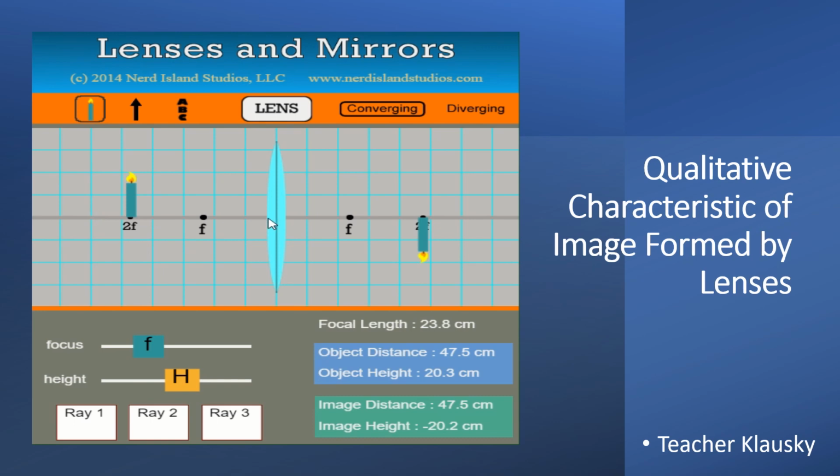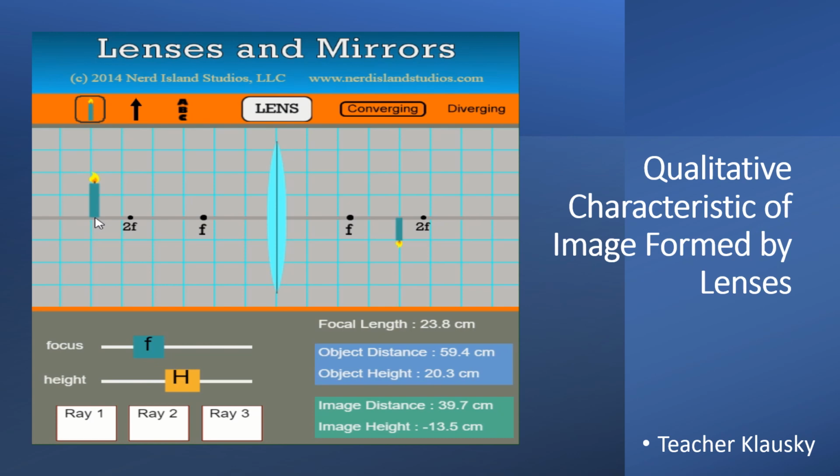We have here two surfaces in a lens: the first surface on the left side and the second surface on the other side. That's why you can see we have two focal points. The first focal point is on the first surface, the second focal point is on the second surface, and twice the focal point on the first surface and twice the focal point on the second surface. So let us place the object here, beyond 2F.